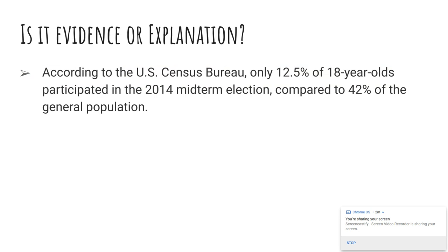Let's practice again. Is it evidence or explanation? According to the U.S. Census Bureau, only 12.5% of 18-year-olds participated in the 2014 midterm election, compared to 42% of the general population. If you said that it's evidence, you are correct because we can see the source. It's from the Census Bureau. We can see percentages with exact numbers, and that shows us that it's evidence. We don't see any language in here that's explaining how it connects to somebody's reason.